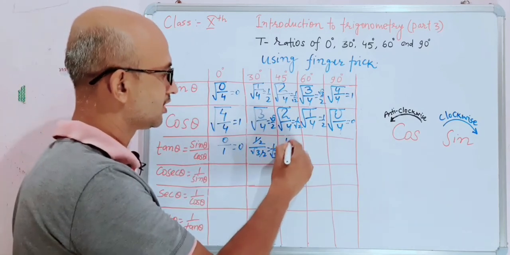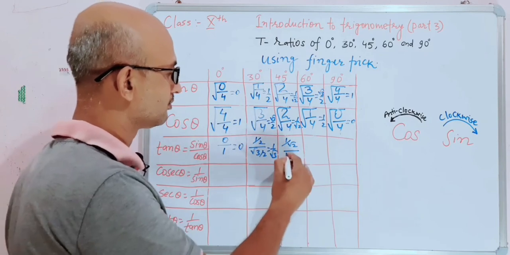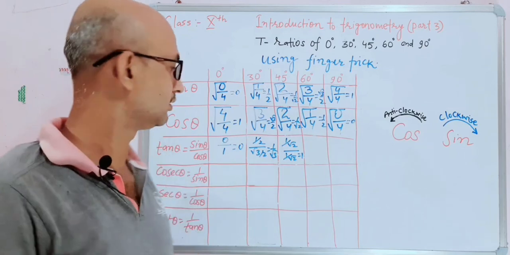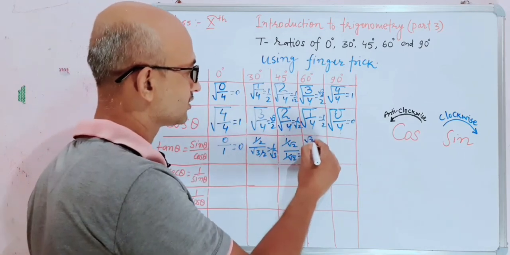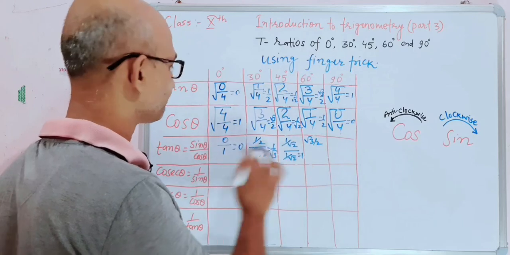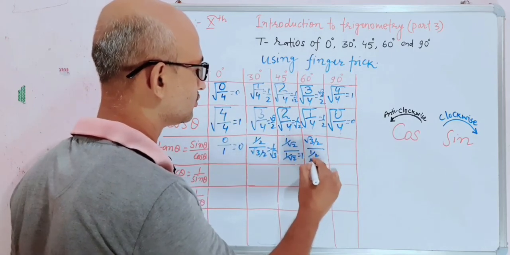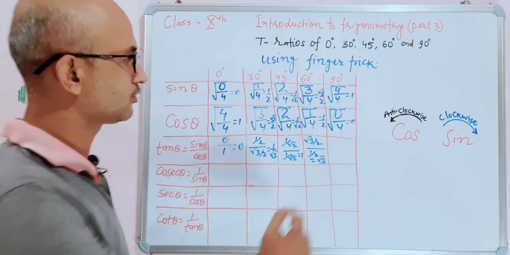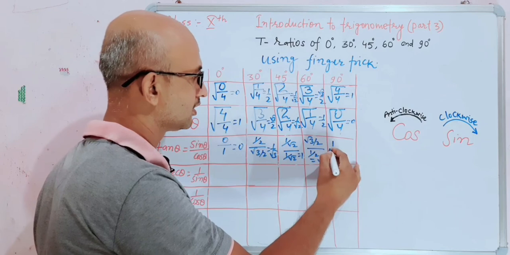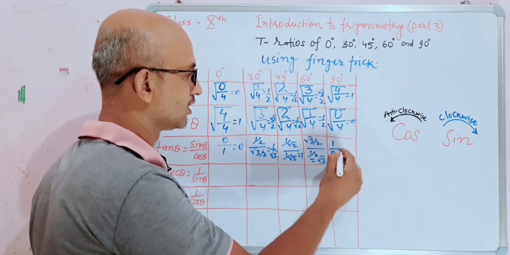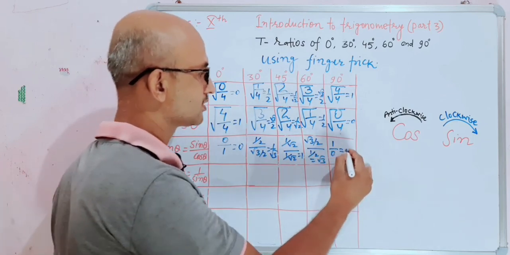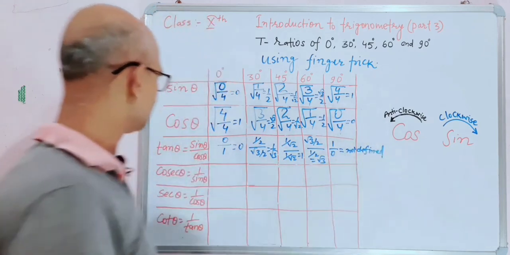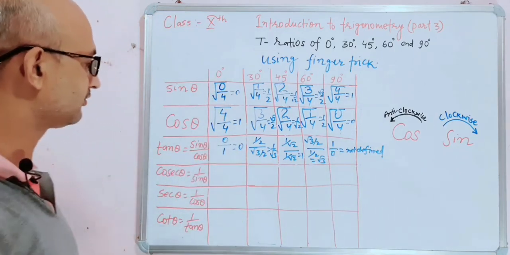Tan 45, it is sine 45 by cos 45. We get its value equals to 1. Tan 60, it is root 3 by 2 divided by 1 by 2. That is, we get root 3. And last, tan 90 equals to sine 90 divided by cos 90, 0. And something by 0, it is not defined. Therefore, we can say value of tan 90 is not defined.